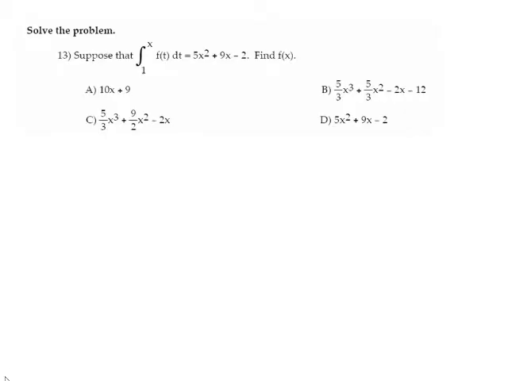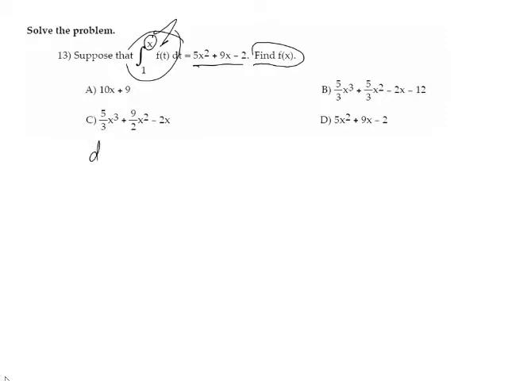Problem 13, we want to solve the problem. Basically, we want to find out what f of x is. And we're given that the integral from 1 to x of f of t dt is equal to this expression, a polynomial. And recalling the fundamental theorem of calculus, if we take the derivative of the integral, we will get f of x. So simply replace x everywhere you see a t.